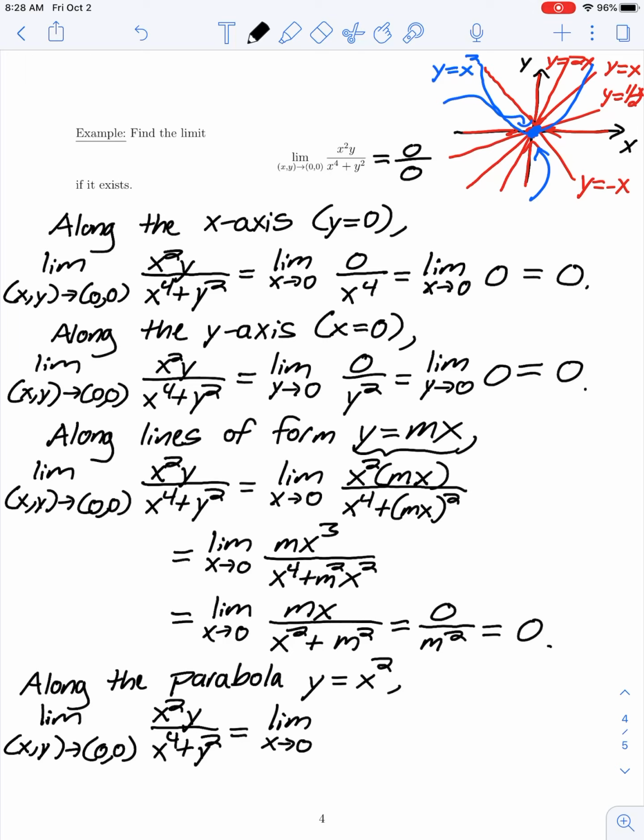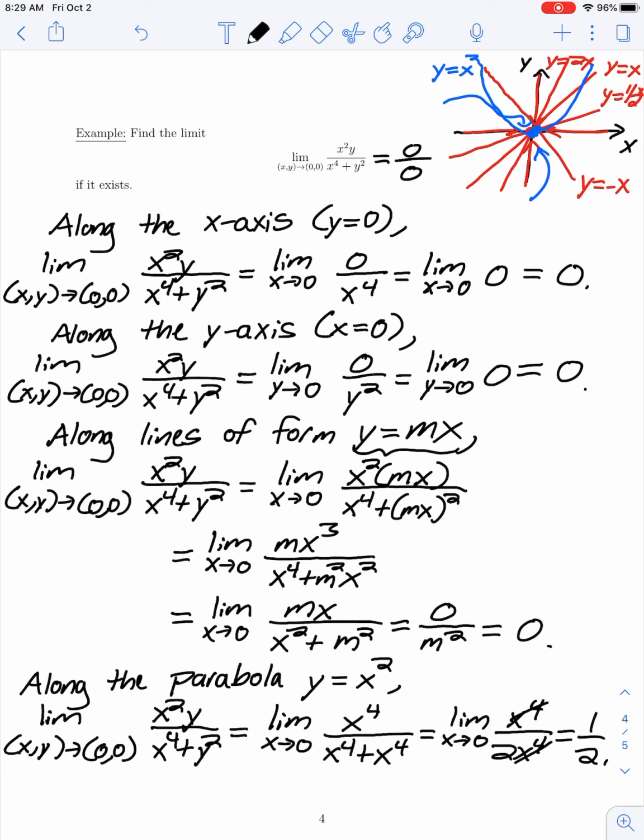So for our numerator, we would have x squared times x squared, or x to the fourth, divided by x to the fourth plus x squared squared, which would be x to the fourth. So we would have the limit as x approaches 0 of x to the fourth over 2x to the fourth. And since x is only approaching 0, x is not equal to 0, we can cancel this x to the fourth over x to the fourth. And we're left with the limiting value of 1/2.